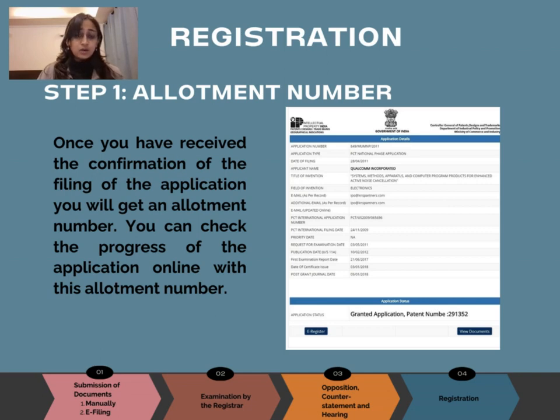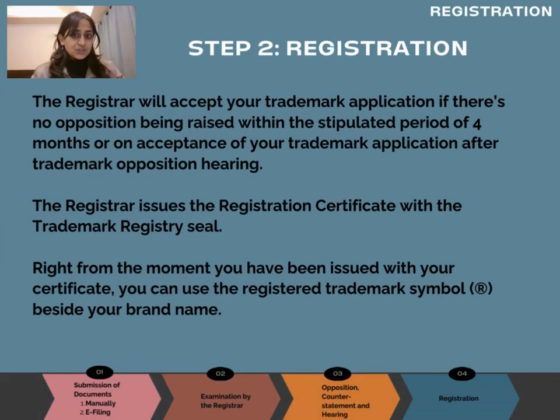Registration is divided into 2 subsections. First one being allotment of the allotment number. Once you have received the confirmation of the filing of the trademark, every applicant will receive an allotment number with which they can check the progress of their trademark. Subsection 2 of registration. After acceptance of the trademark application, if there is no opposition raised within a period of 4 months, or on acceptance of the trademark application after the trademark opposition hearing, the registrar will issue a registration certificate with the trademark registry seal. Right from the moment you have been issued your certificate, you can start using your trademark with the symbol of R beside it.